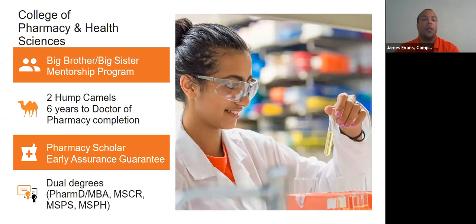One of the great things that we love about the pharmacy program is that we also have a mentorship portion included in it. So we'll have big brother, big sister mentorships. And then if you are able to get through the first 4 years and then graduate into some of our professional programs, you'll actually become a 2-hump camel.